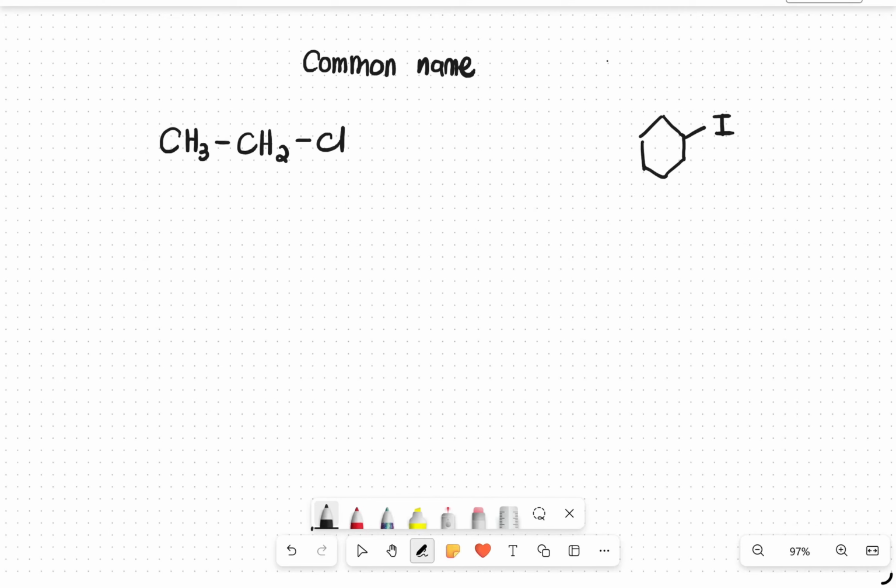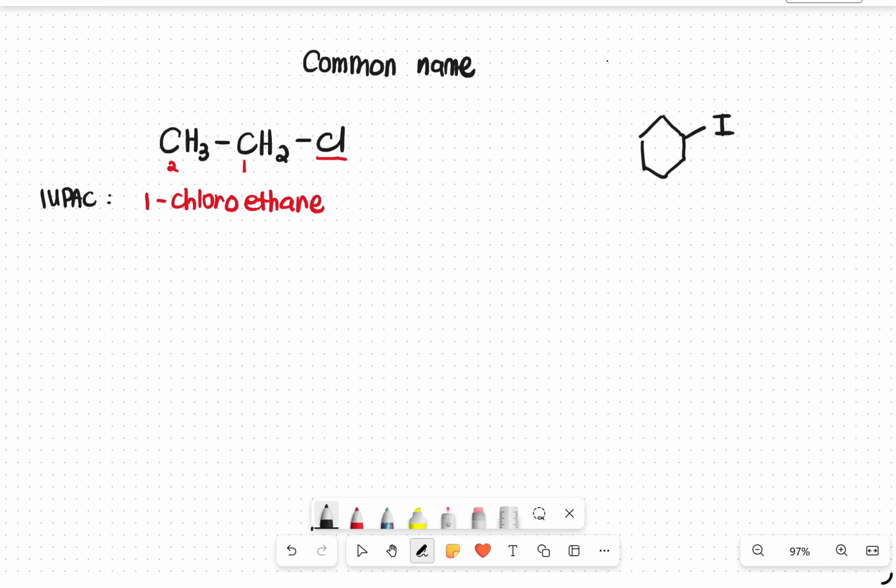Okay, for common names, we look at the first one. Again, this one is based on IUPAC. For the first structure here, we choose the longest continuous carbon chain. So always number your carbon first. 1, 2. So if it is 2, then the position of Cl here is located at carbon number 1. So here it is 1-chloroethane. So this is IUPAC.